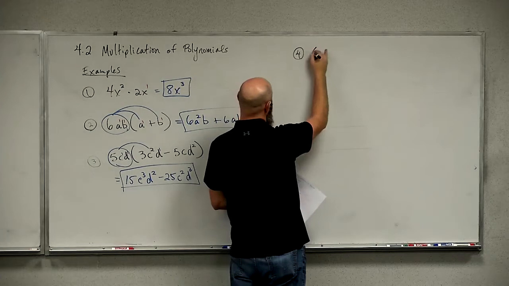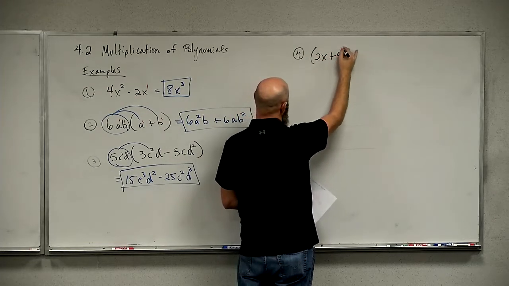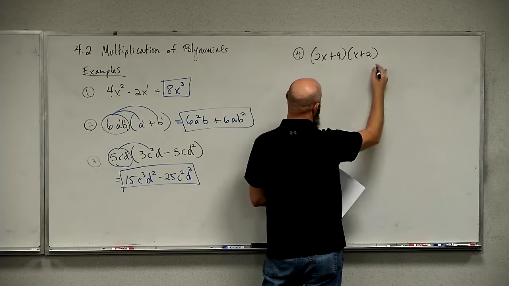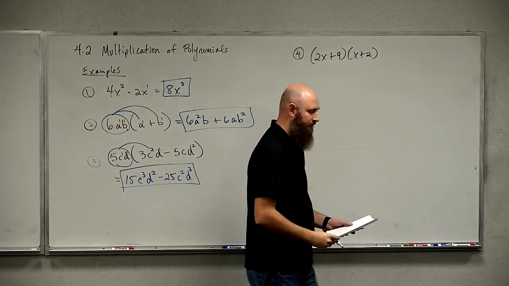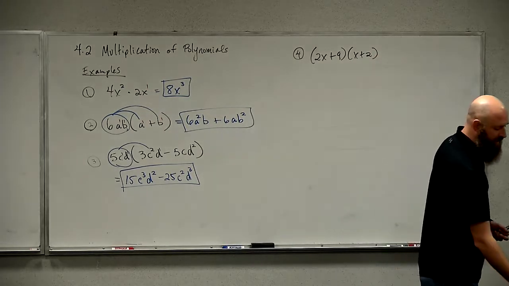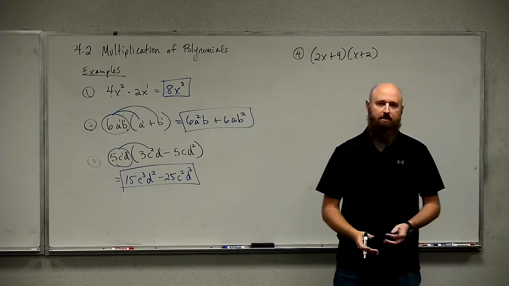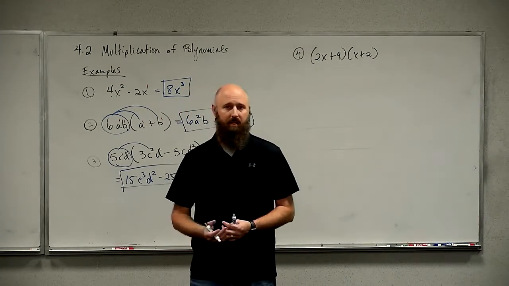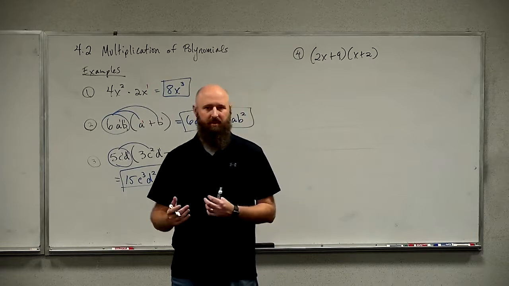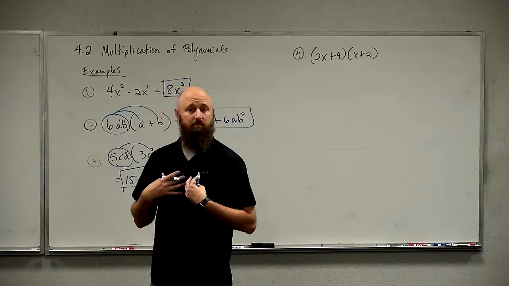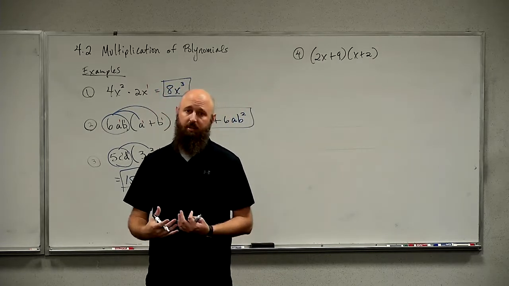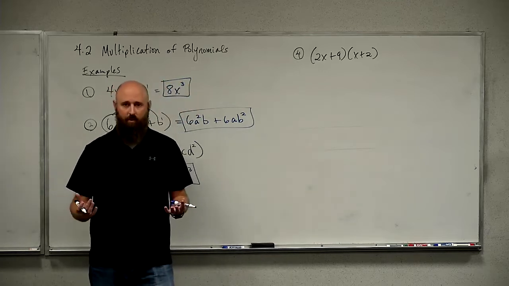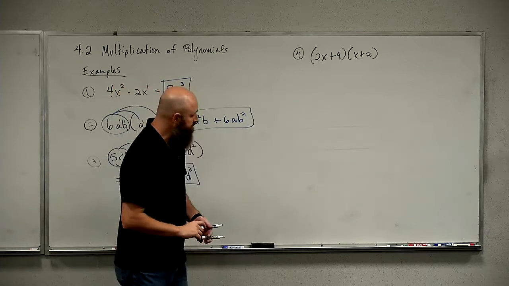Now we want to look at the binomial. So 2x plus 9 times another binomial, x plus 2, right? There are many different ways to multiply these. There's what's called the FOIL method. There's also the box method, and there may be even an X method or something like that. I use FOIL, so that's what I'm going to teach here. But if you use the box method and show your work, then you're fine with that as well.